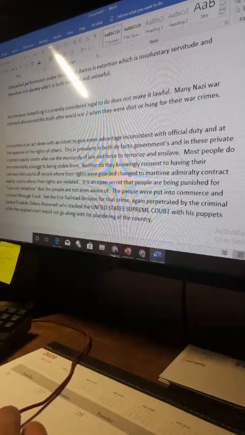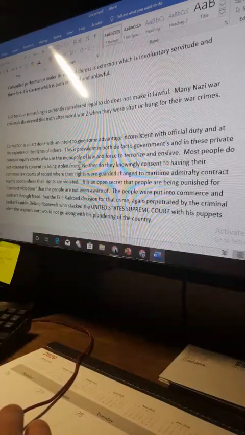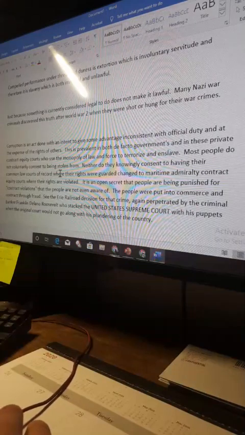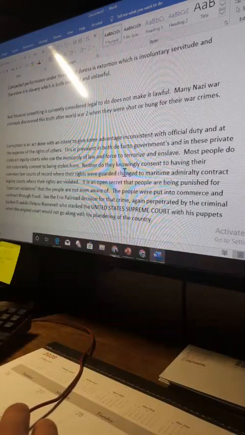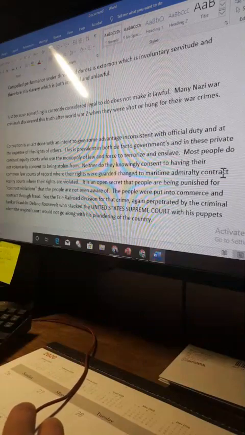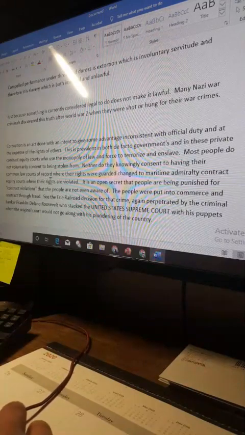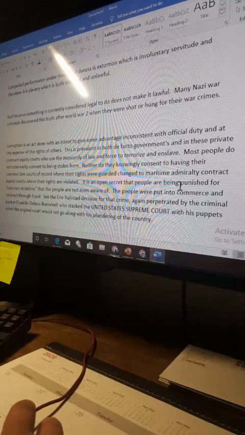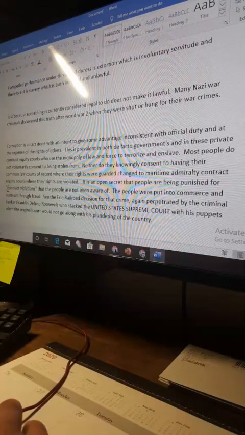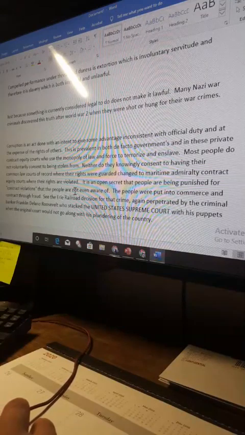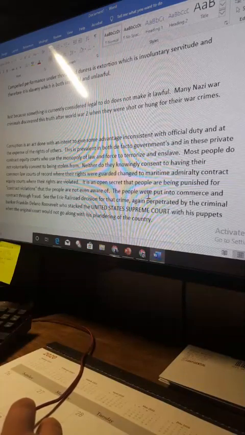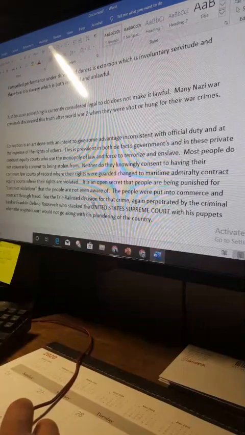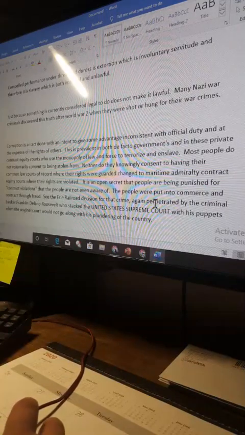Most people do not voluntarily consent to being stolen from. Neither do they knowingly consent to having their common law courts of record, where their rights were guarded, changed to maritime admiralty contract equity courts where their rights are violated. It is an open secret that people are being punished for contract violations that the people are not even aware of. The people were put into commerce and contract through fraud. See the Erie Railroad decision for that crime.